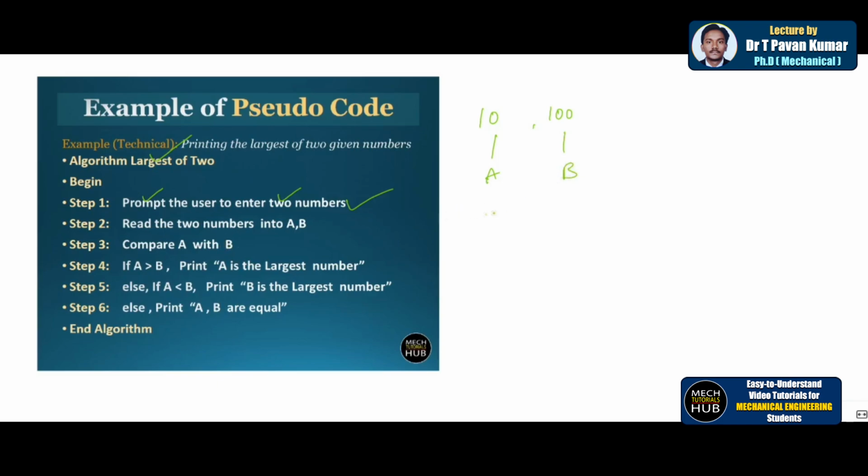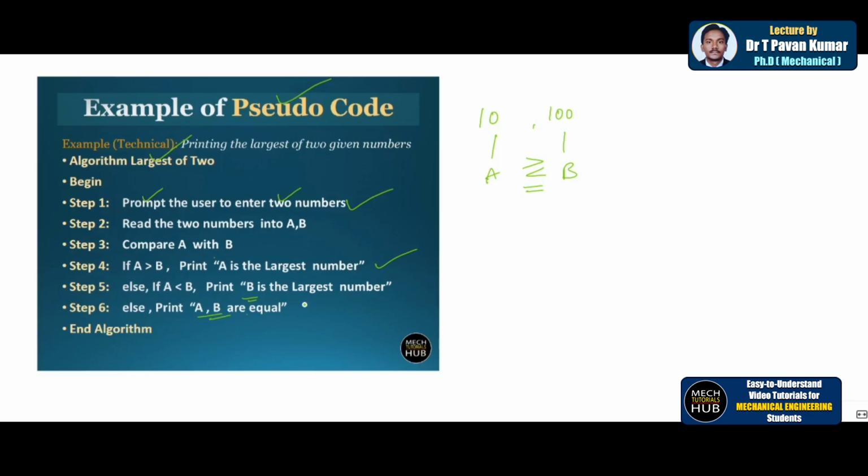Okay, compare A and B. We are trying to compare whether those two are greater than, less than, or equivalent. If A is greater than B, again the same case, but in the case of pseudocode, we have to represent it this way. Okay, else if A less than B, print B is the largest. Again, else print A, B are equal.